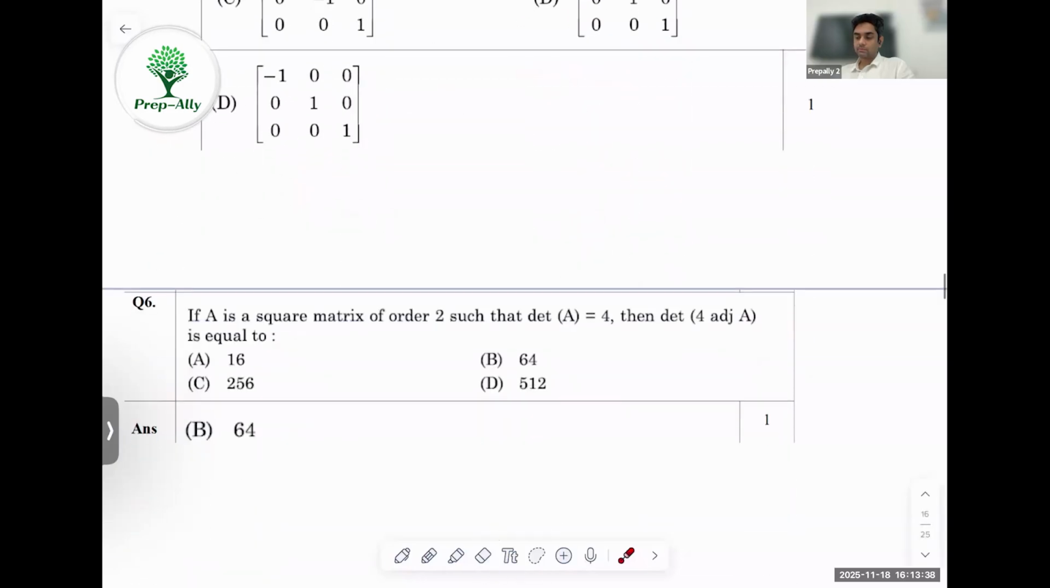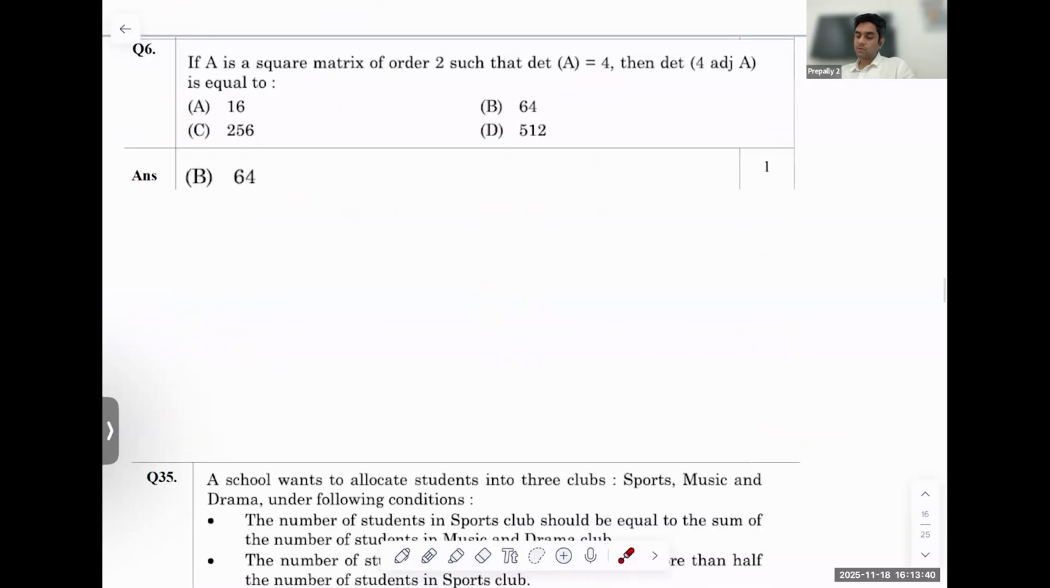All right. Again, we have a 1 mark question from the determinant. Over here it is given that if A is a square matrix of order 2 and det of A is this. So we have already talked about this. We know that det of adjoint of A will be det of A power n minus 1, where n is the order of it.